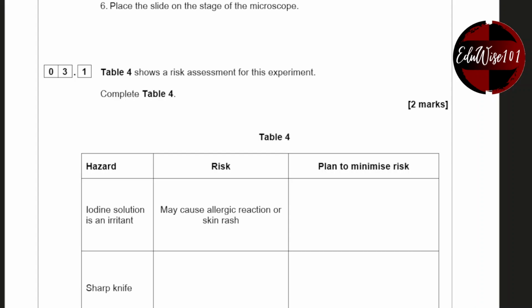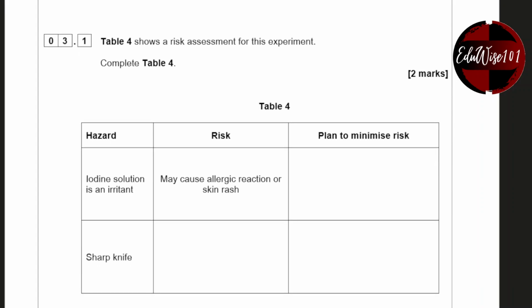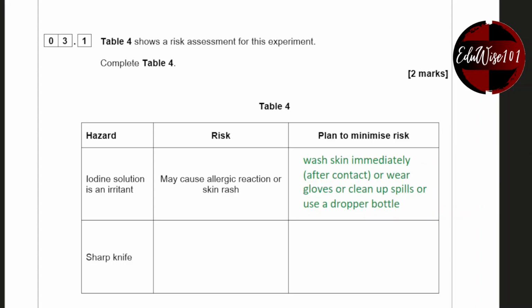Complete table 4. So you have the hazard, which is the iodine solution is an irritant, and the sharp knife, and the risk for the iodine solution may cause allergic reaction or skin rash. Plan to minimize risk. All you need to say is what happens if you get it on your skin. So you could say wash skin immediately after contact, or wear gloves, clean up spills, or use a dropper bottle.